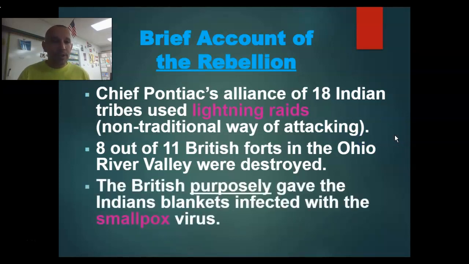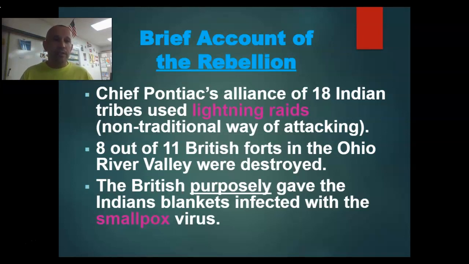And it wasn't until one of the winters, the British extended a peace offering by giving them some blankets for warmth. Well, those blankets had come from a smallpox hospital. And so these blankets were infected with the smallpox virus. And so it was basically the first effort in colonial America of what we would consider biological warfare.